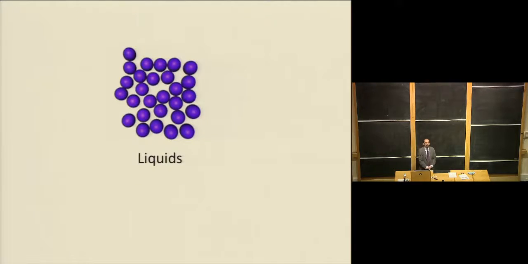We can also have disordered structures such as liquids. In liquids, there's attraction between atoms or molecules, but it's not so strong as to keep them held in a permanent configuration. The atoms still have enough thermal energy to move around, and that gives the liquid its property that it can flow.